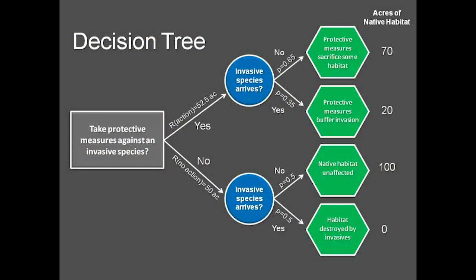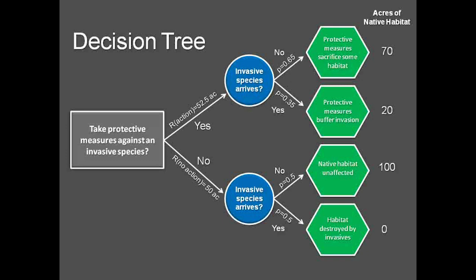Okay, here's our example. In this situation, we have to decide whether to take some protective measures against the arrival of some invasive species. We don't know when we make our decision whether that invasive species is really going to show up in our habitat. Certainly if it shows up, that's going to result in an outcome that we don't like. It's not going to be as good. But if we take some protective measures against the invasive species showing up, things might not be quite as bad as if we had done nothing. So what we can do is diagram this as a decision tree.